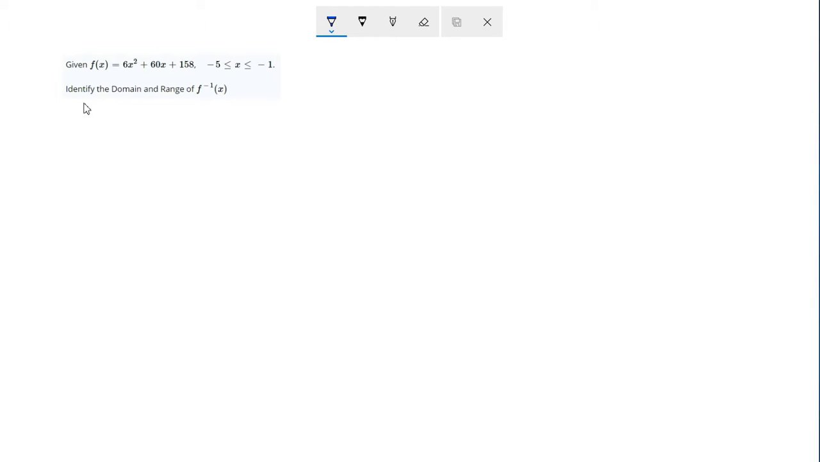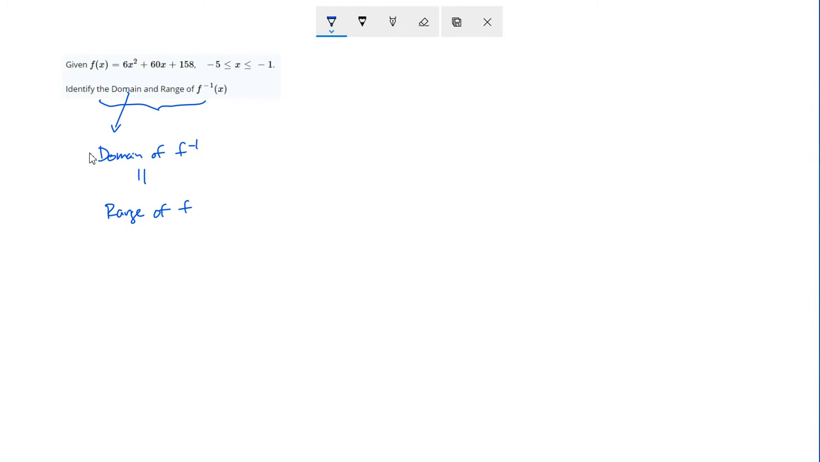Okay, so in order to identify the domain and the range of the inverse function, just remember that the inverse function and the original function are essentially opposites of each other. So the domain of f inverse is equal to the range of the original f.